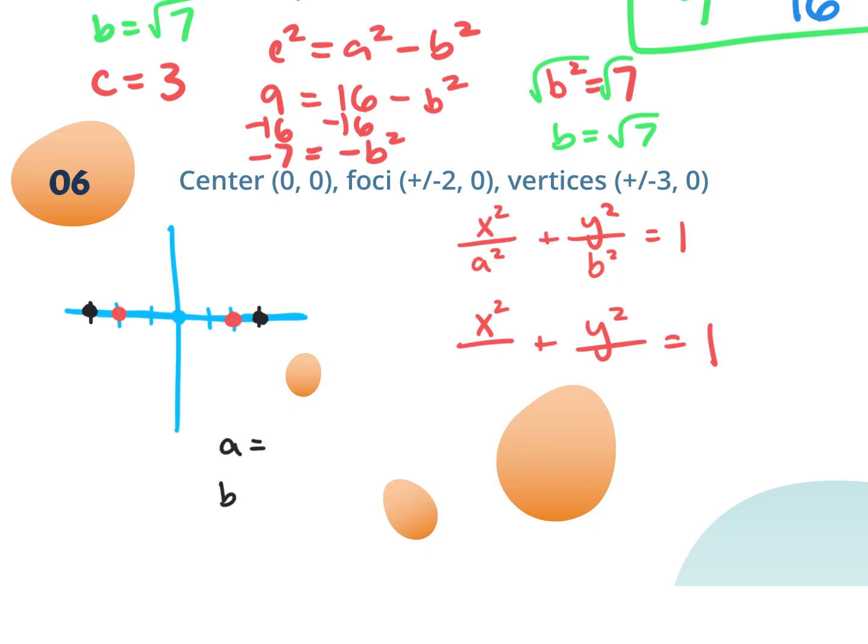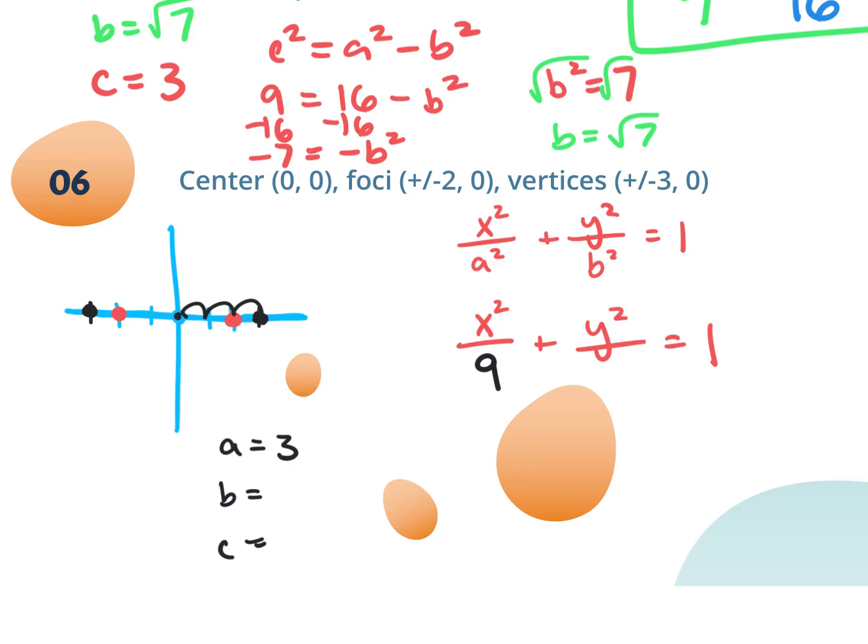What is just A? 3. A is the distance from the center to the vertices, so 1, 2, 3. So A would be 3. So what's A squared? 9. So 9 is what goes into our equation. A squared is going to be 9. What else do we know?